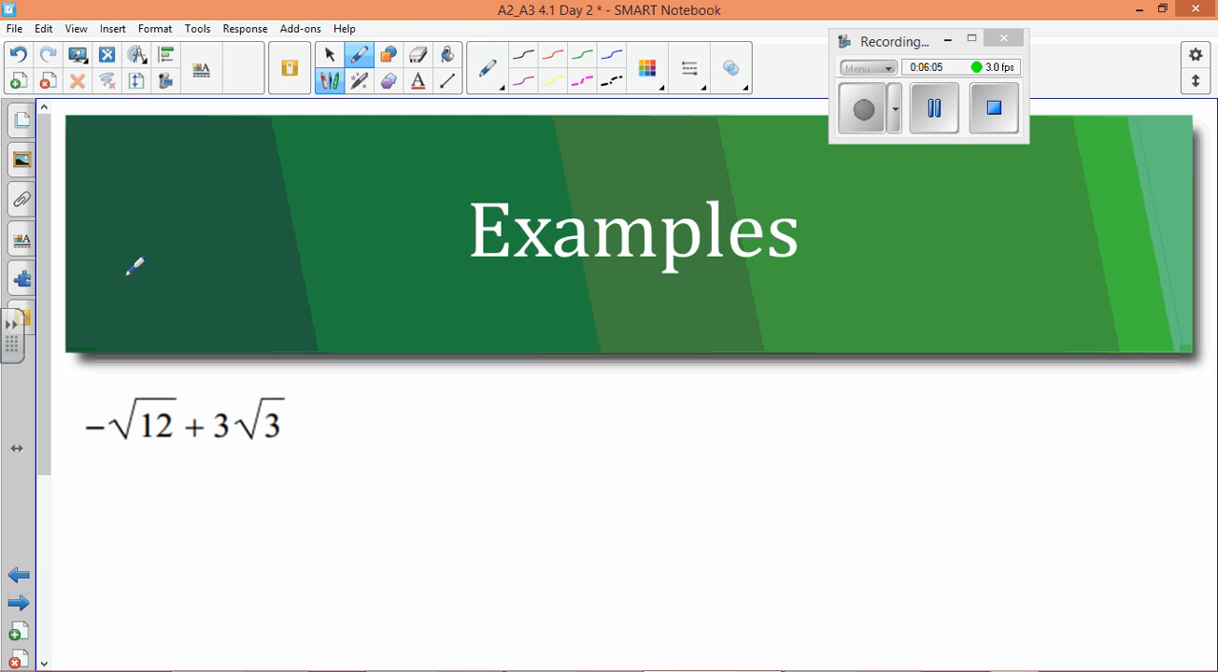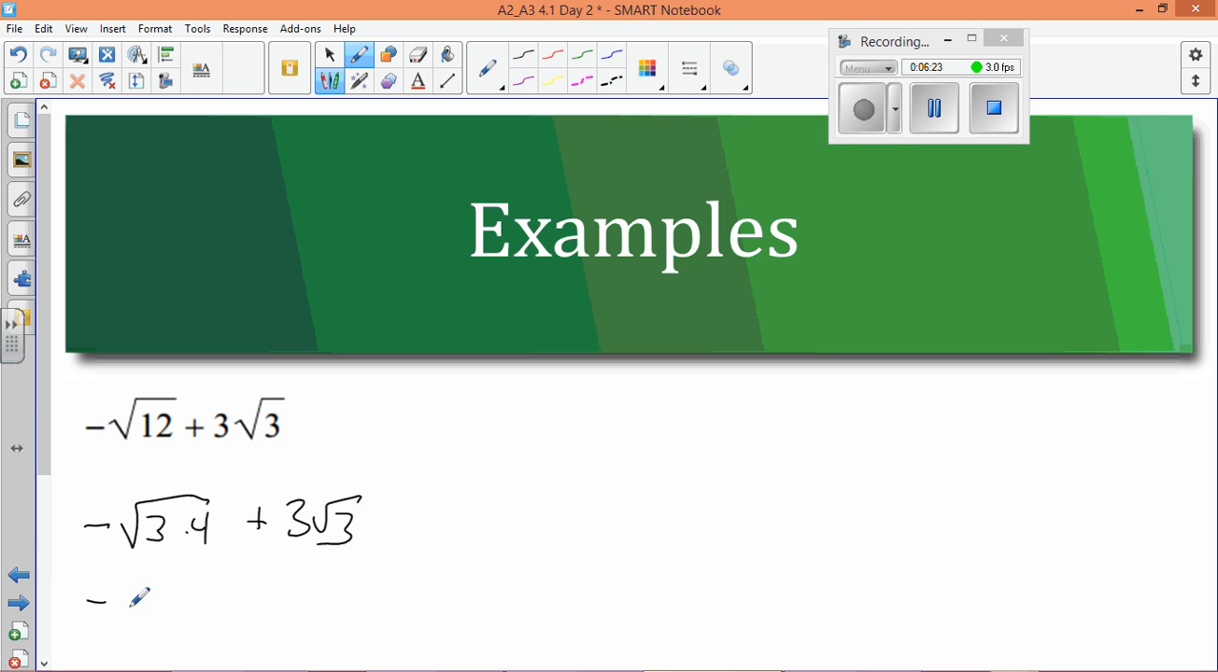Okay, let's try this one. Negative root 12 plus 3 root 3. That is, 3 root 3 is fully simplified. Negative root 12 is not. So root 12 can be simplified to root 3 times 4 plus 3 root 3.